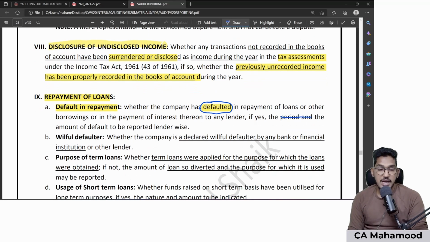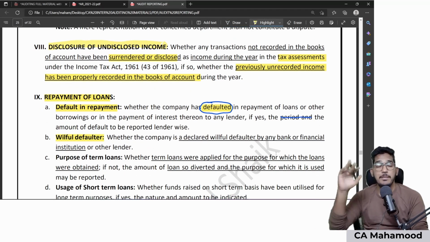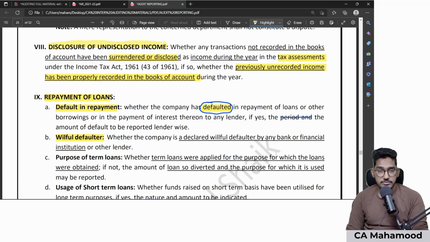needs to be reported. Next, I need to check whether my client has been declared as a willful defaulter by any bank or financial institution. Willful defaulter is a bad credit rating given to the company. So I need to check whether my client has taken any loan from the borrower and whether any bank or financial institution classified my client's account as a willful defaulter. That I need to check and give a comment.